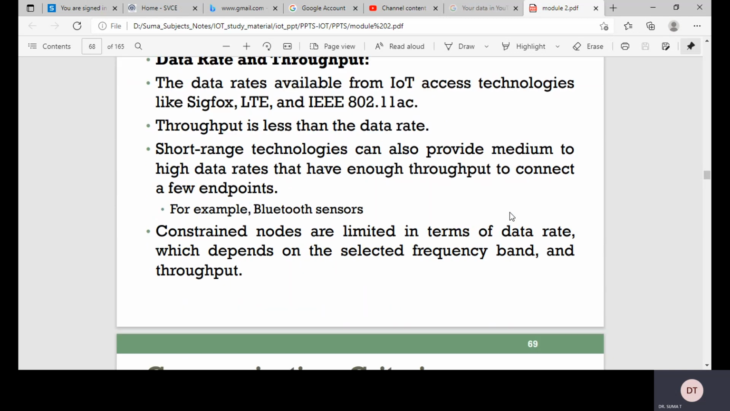Data rate and throughput. Data rates available from IoT access technologies range from 100 bits per second with protocols such as LoRaWAN to tens of megabits per second with technologies such as LTE and IEEE 802.11. The throughput is sometimes much less than the data rate.